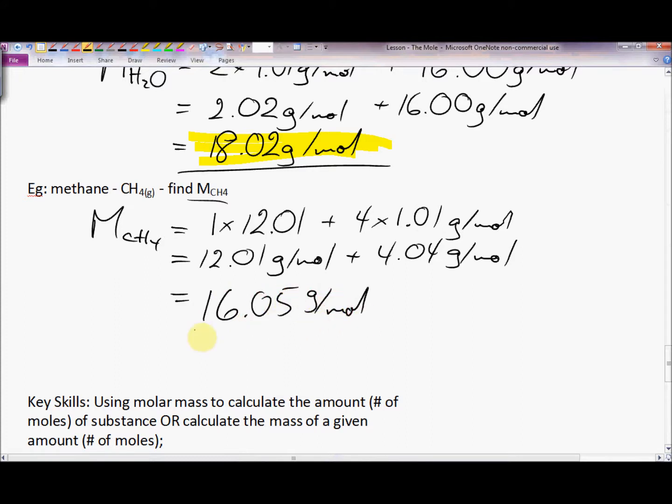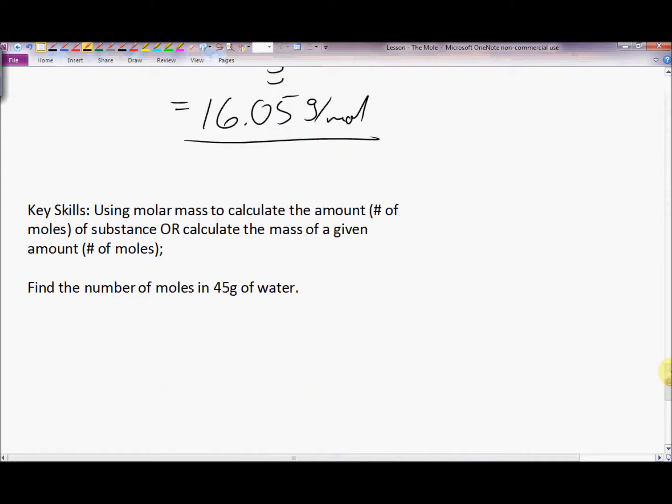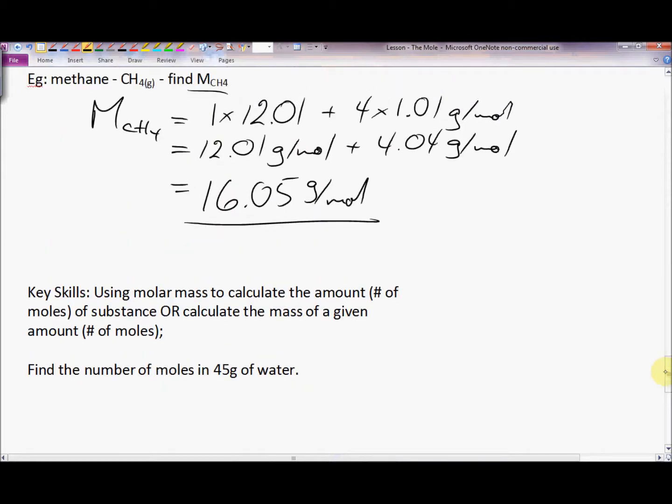Another key skill. Once you know the molar mass of a material, you can calculate the number of moles of that substance that you have, or calculate the mass of a given amount or a given number of moles. So let's take a look at this example here. Find the number of moles in 45 grams of water.